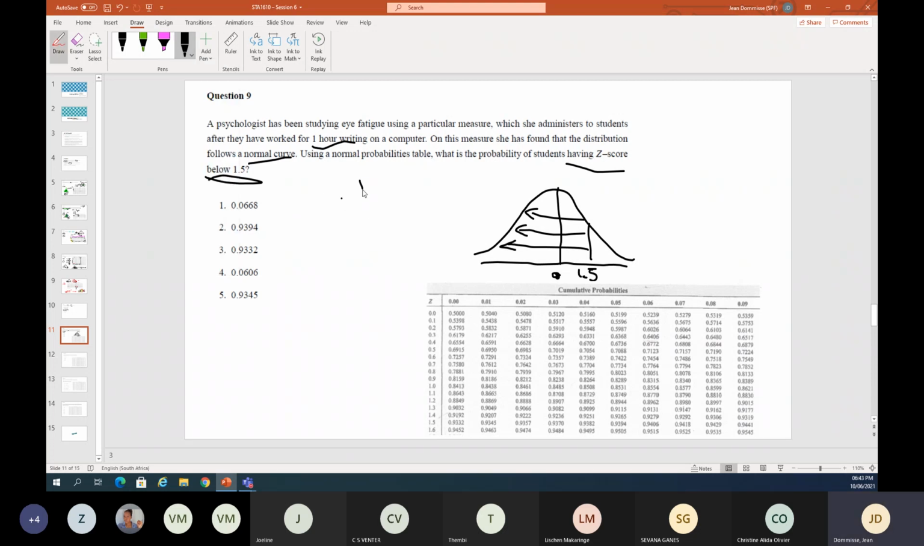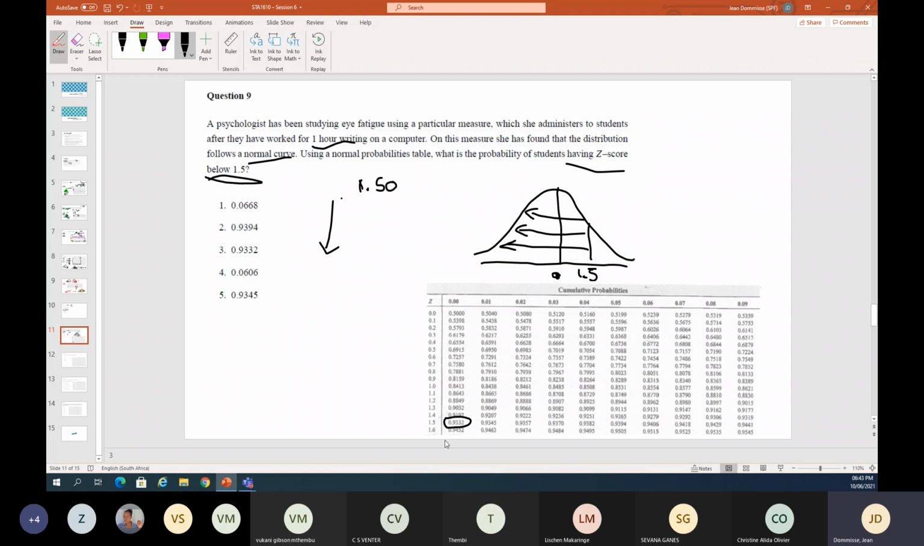So let's just write it down as 1.50. Okay, so we go down 1.5 across the 0. So 1.5 across. Okay, so what is the probability that we get a score below 1.5?